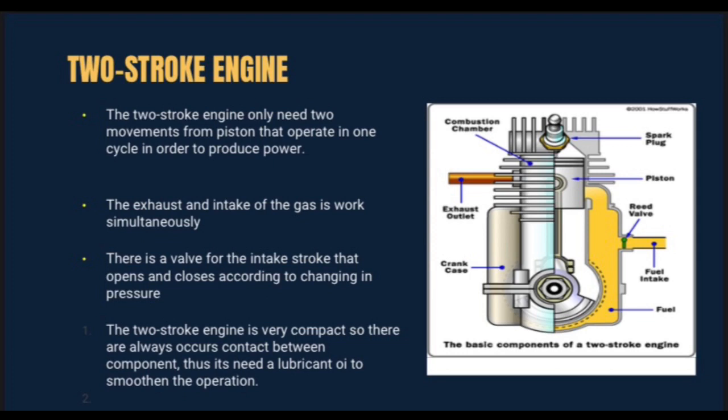The 2-stroke engine only needs two movements from the piston in one cycle in order to produce power. The exhaust and intake of the gas work simultaneously, so the 2-stroke engine doesn't need more than one cycle. There is a valve for the intake stroke that opens and closes according to the change in pressure. As you see in this figure, the 2-stroke engine is very compact, so there is always contact between the components. Thus, it needs lubricant oil to smoothen the operation.